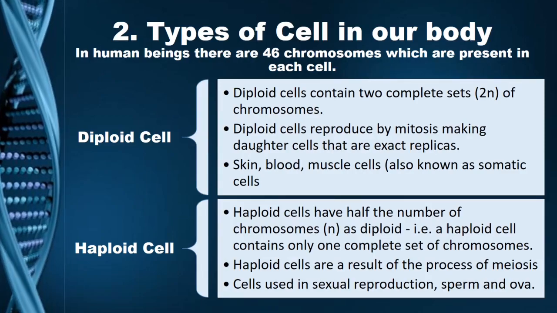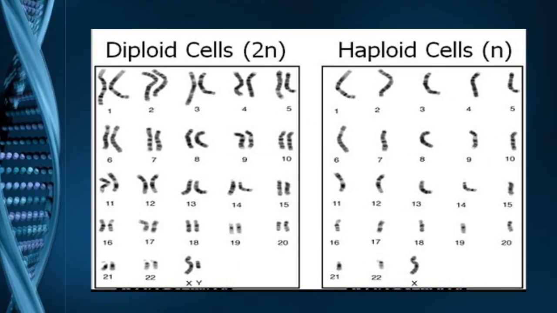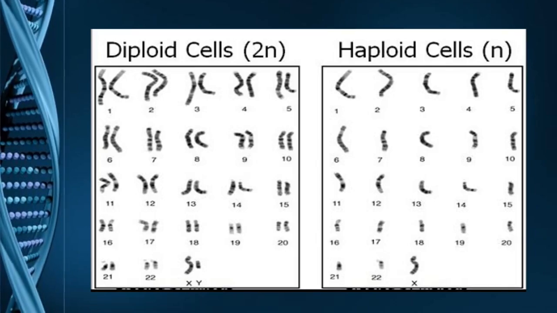Haploid cells have half the number of chromosomes as diploid. That is, a haploid cell contains only one set of chromosomes. Haploid cells are a result of the process of meiosis. Cells used in sexual reproduction, like sperm and ova, are some examples of haploid cells. The first part of this image represents a diploid cell with a full set of chromosomes, whereas the second part has half the number of chromosomes.